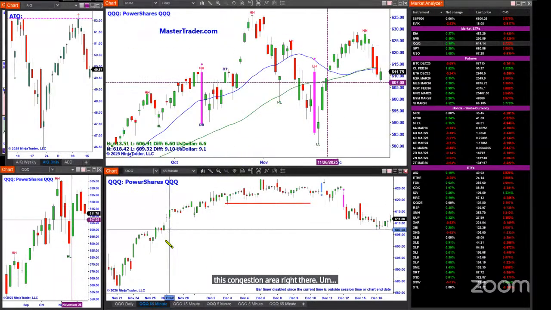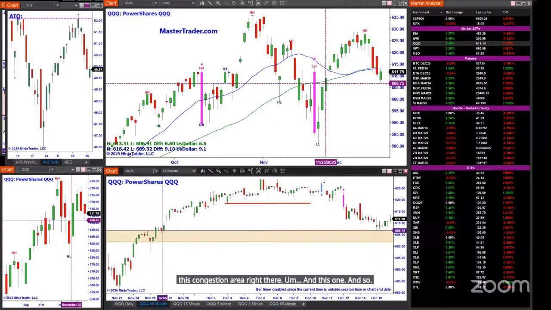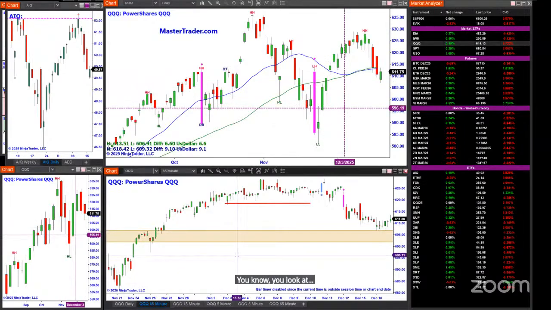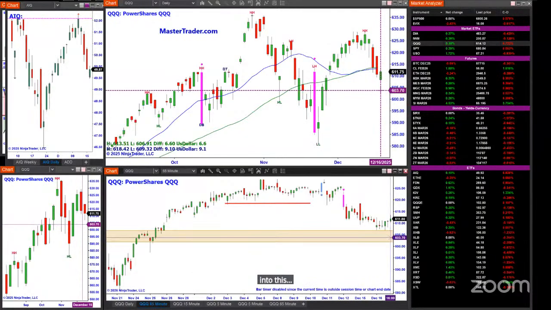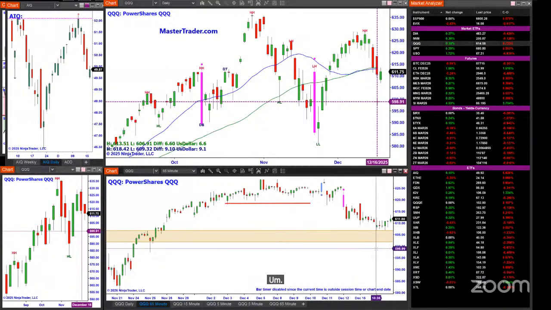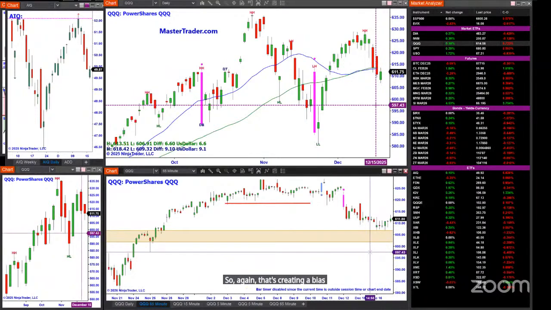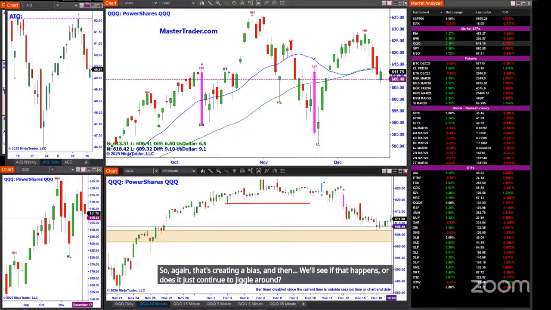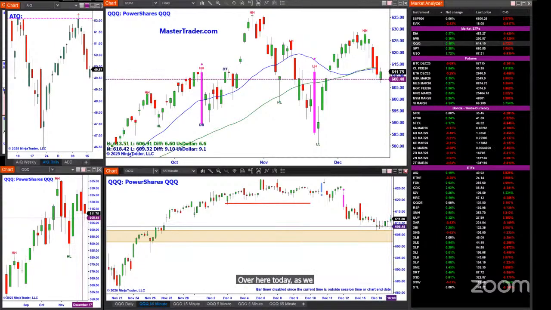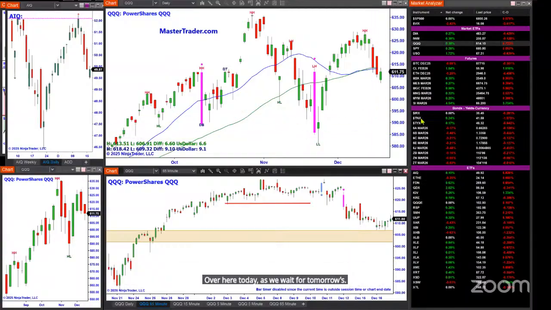And this one. And so you look at that, that's an area. So any dips into this area down there should be buyable. So again, that's creating a bias, and then we'll see if that happens, or does it just continue to jiggle around over here today as we wait for tomorrow's news.